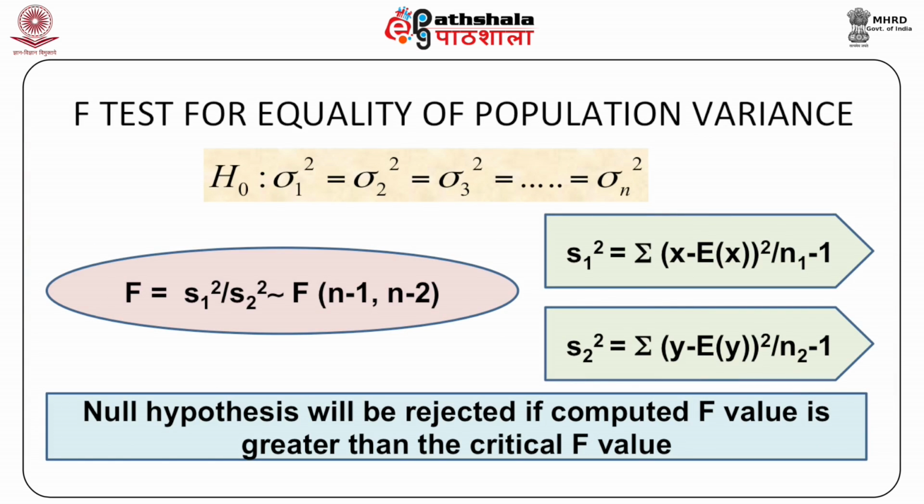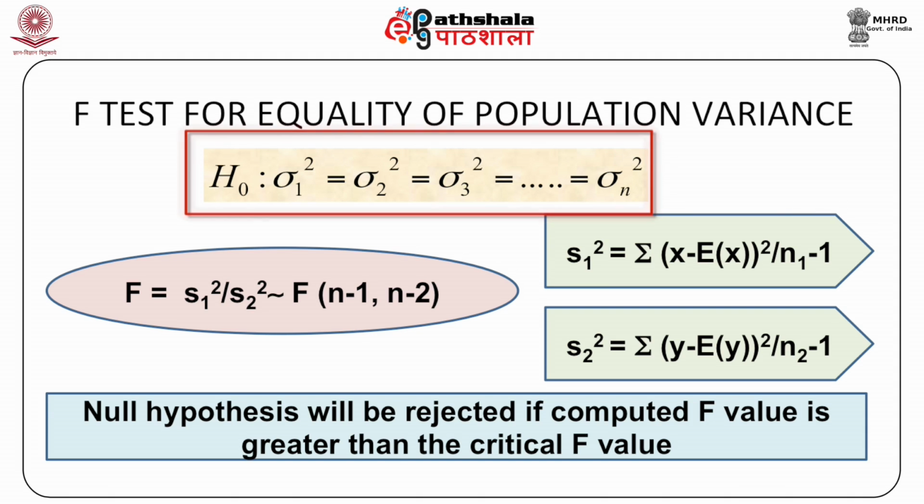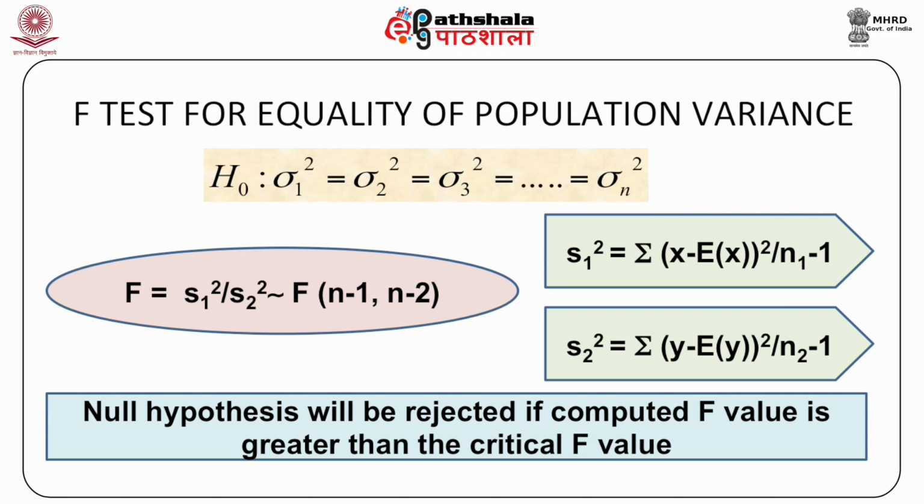F test is generalized in the case of an ANOVA, where F test is used to test whether the null hypothesis sigma 1 squared is equal to sigma 2 squared is equal to sigma 3 squared is equal to sigma n squared. The test is equivalent to testing for multiple means. Under the null hypothesis, the test statistic is F is equal to S1 squared by S2 squared, which is approximately equal to an F statistic with degrees of freedom n1 minus 1 and n2 minus 1.